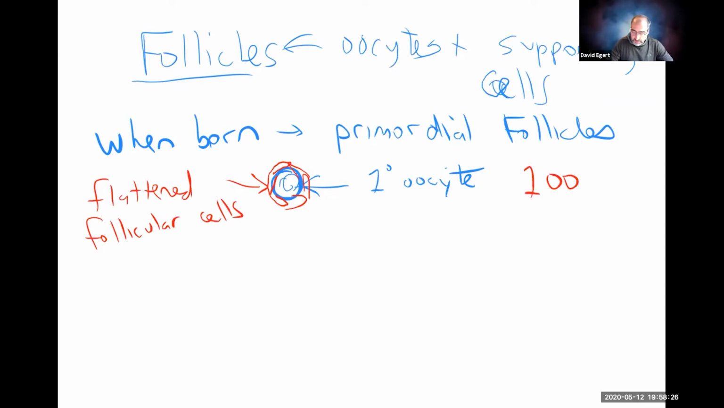And you've got like 100,000 of these. So you're born in your ovary, in the cortex of the ovary, in the outer part of the ovary. There are like 100,000 of these little things. Again, if we go back into this picture now.